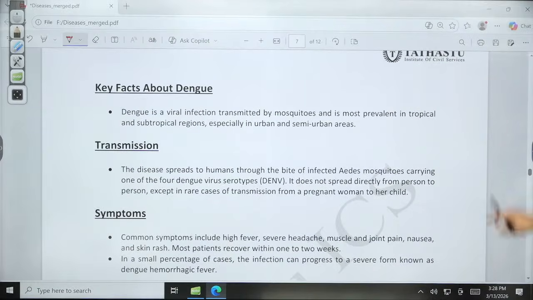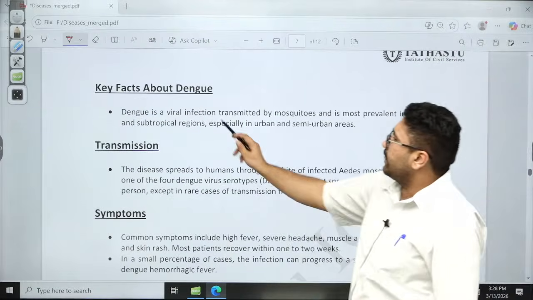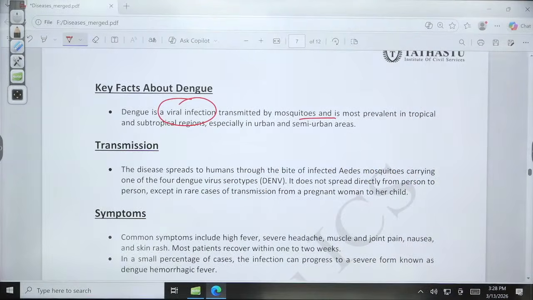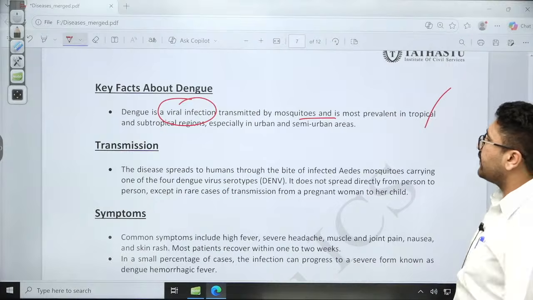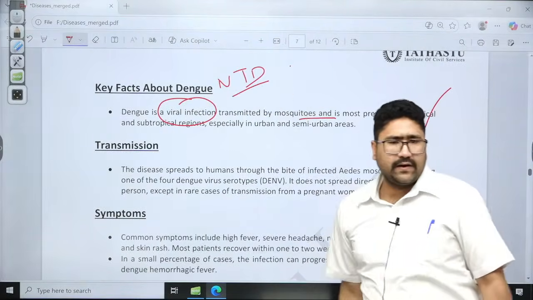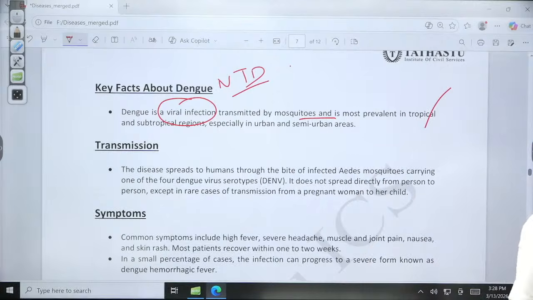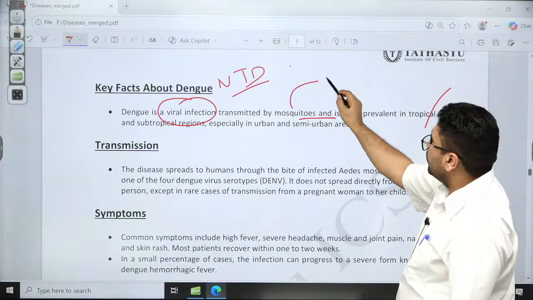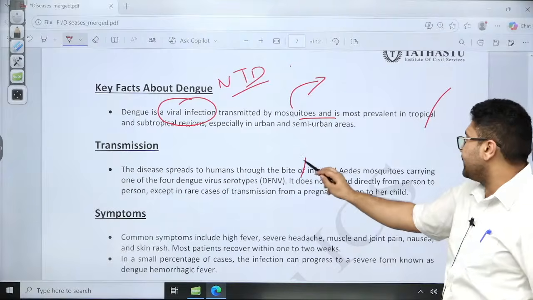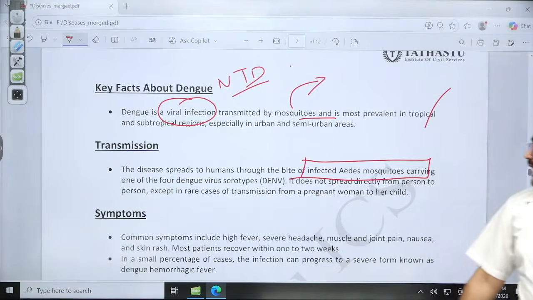Facts about dengue. We all know dengue is a viral infection. Dengue is a viral infection transmitted by mosquitoes. Now again, we have mosquitoes spread across tropical and subtropical regions, and therefore it is also considered to be an NTD. What is the name of the virus? It is the dengue virus. What is the name of the mosquito that is spreading the dengue virus? Female Aedes. Female Aedes mosquito. Again, the female part is responsible for spreading the disease.